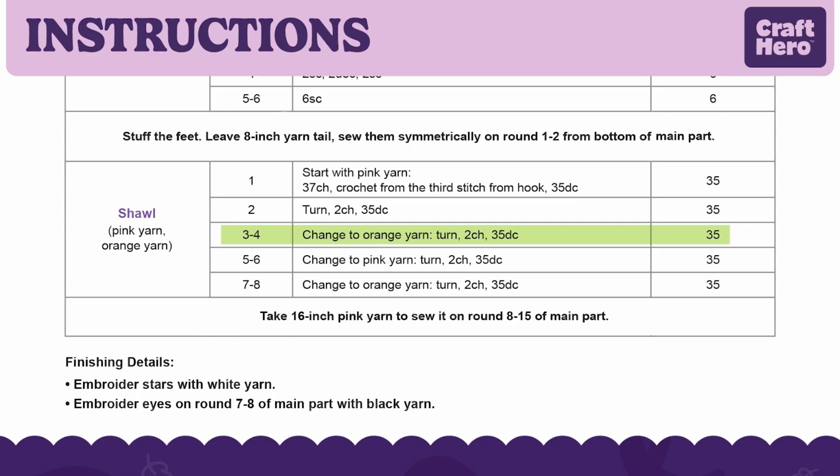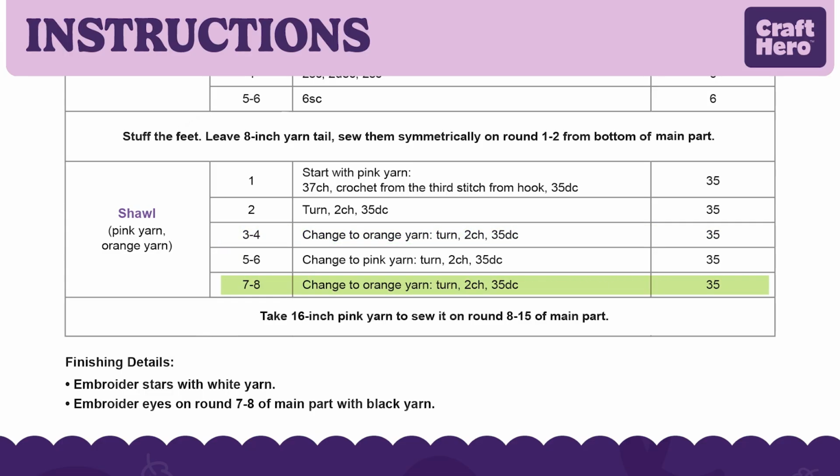For round 3 to round 4, we need to change to orange yarn. Turn the piece over first and work 2 chain stitches, then make 35 double crochet each round. 35 stitches in total for each round. For round 5 to round 6, we need to change to pink yarn. Turn the piece over first and work 2 chain stitches. Then make 35 double crochet each round. 35 stitches in total for each round.